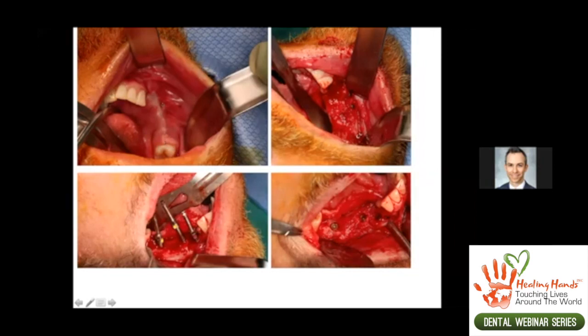You can see over time he started forming a little breakdown over one of the screws. We went back in and you can see the graft nice and thick. We took the screws out and placed 3 implants in the canine, first premolar and first molar area.